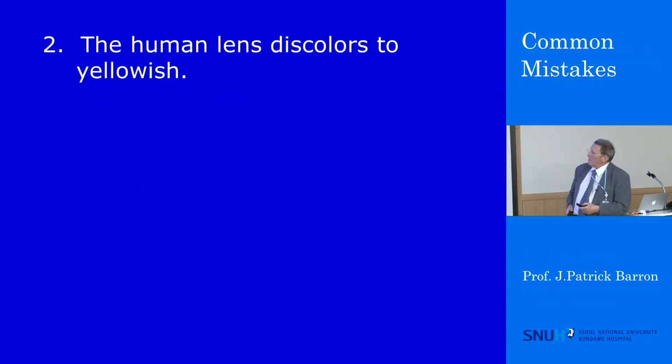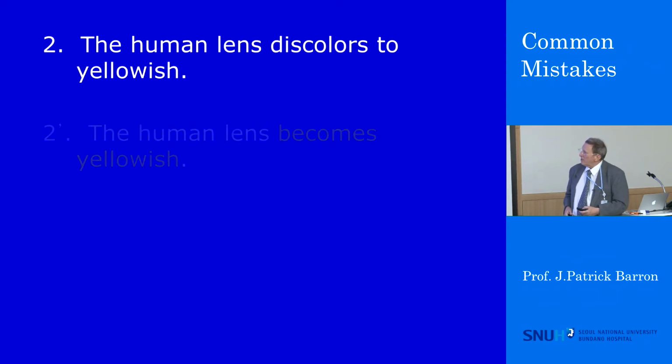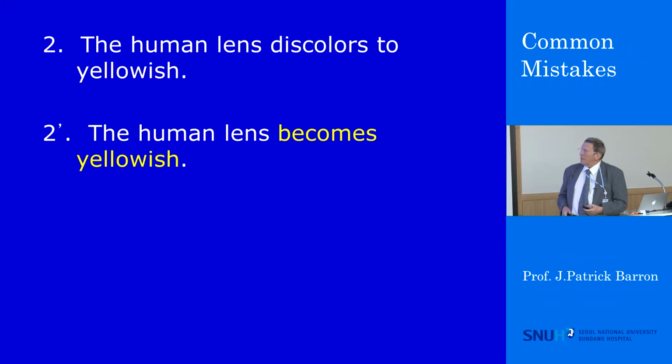The human lens discolors to yellowish. Well, you understand what it means, but it's not the best way of saying it. The human lens becomes yellowish, or becomes yellowed, or becomes yellow in color.